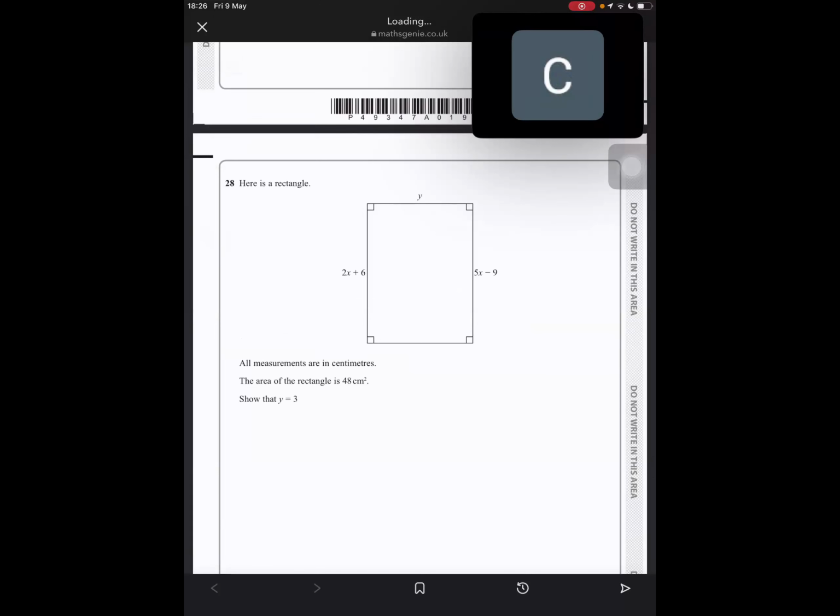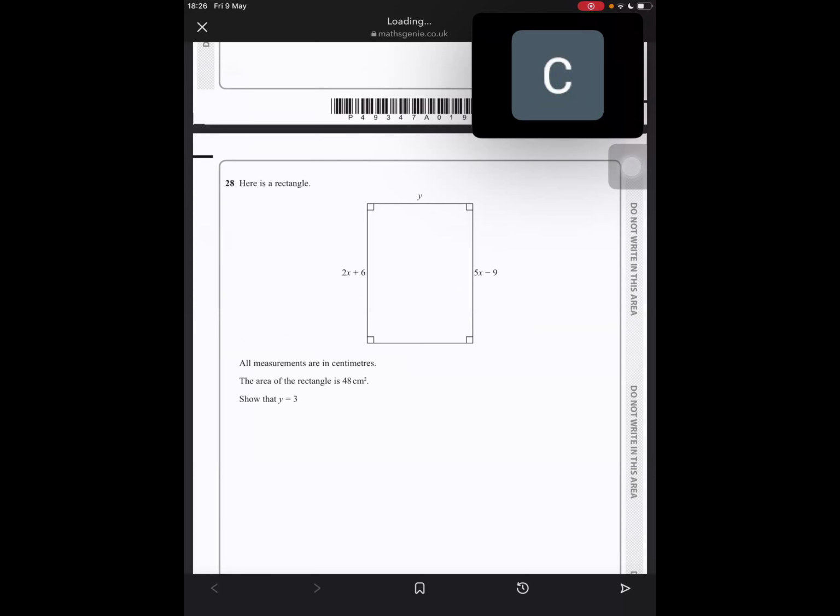All right. So this is a rectangle. It says all measurements are in centimeters. The area of the rectangle is 48 square centimeters. Show that y is equal to 3. Okay. So you want to give this one a try?